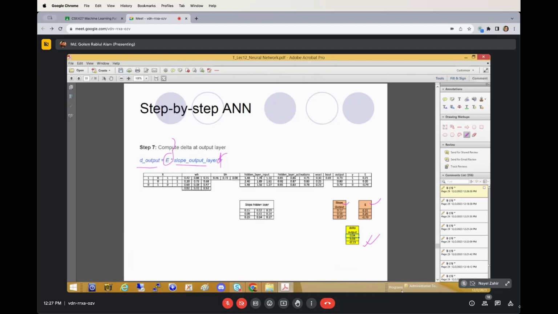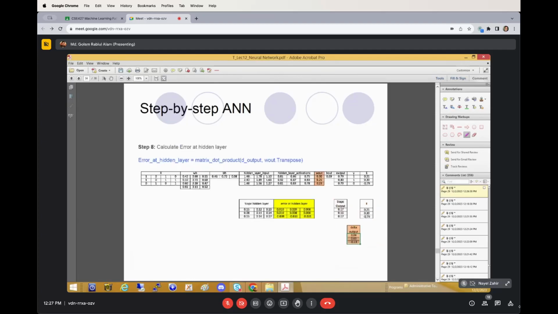Okay, so after finding the delta output sum, we want to find the error at the hidden layer. It is the dot product of delta output, which is this one, and the weight of the output layers. So if we multiply these two, it is a dot product. These are two vectors, this one and this one.